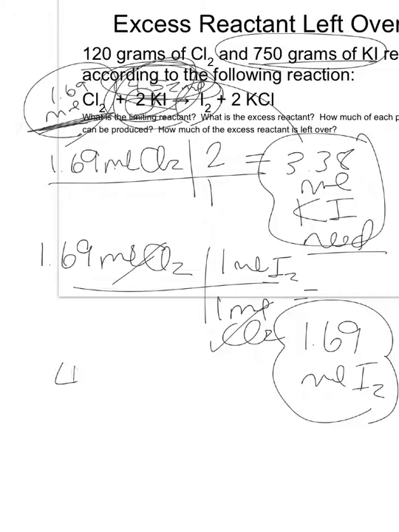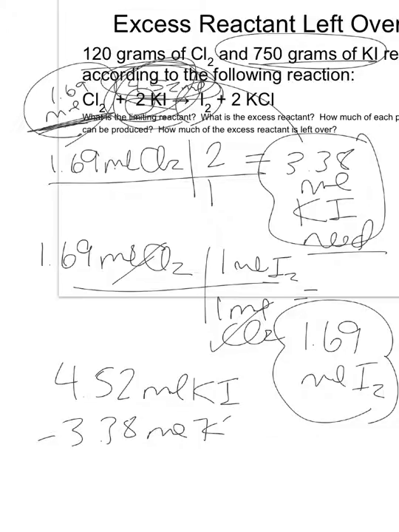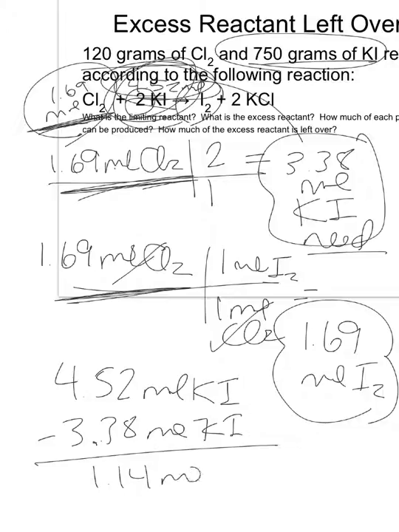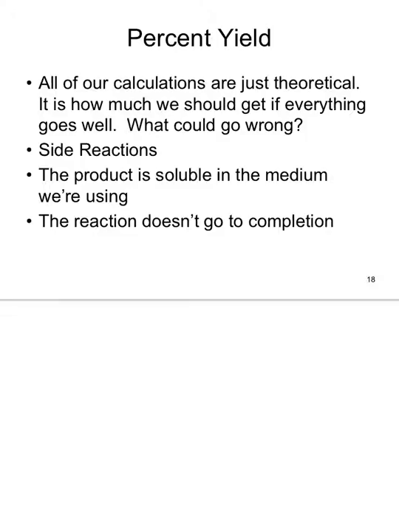Now as far as the excess reactant left over, it's pretty easy. I'm going to take 4.52 moles, that's what I had to start with, of KI. I'm going to subtract 3.38 moles of KI, that's what was needed and used up by the limiting. Remember, it's always the limiting that determines everything, right? Because it runs out first. And so we should be left with 1.14 moles of KI left over. Now, again, you can get that to grams if you need to. You just need to practice this a lot.